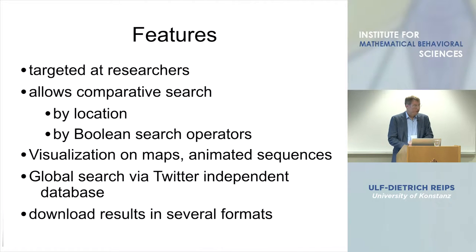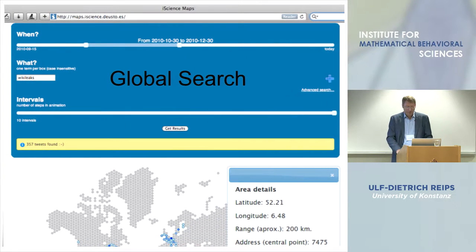We also wanted to visualize the results and develop little videos, basically animated sequences of how the Twitter space evolved given the search terms you would put in. We also, because Twitter kept changing their policies about, you know, the data they would offer to researchers, wanted to build a Twitter independent database. So we're harvesting about 5 to 10% of all tweets and collect them. And the download of the results can be done using different formats.